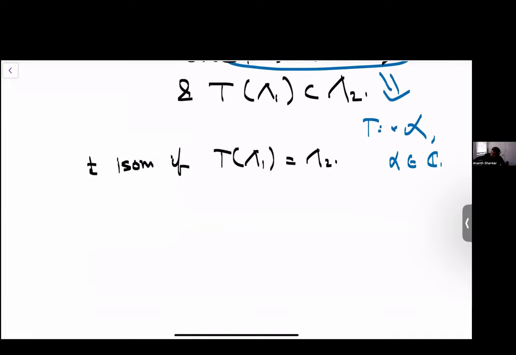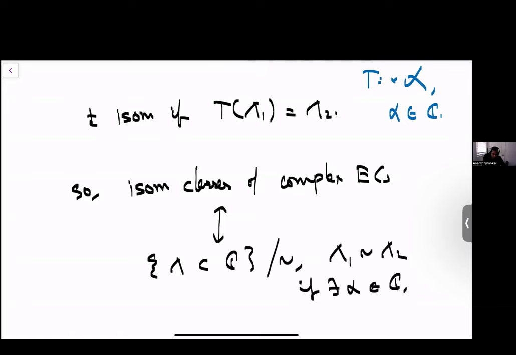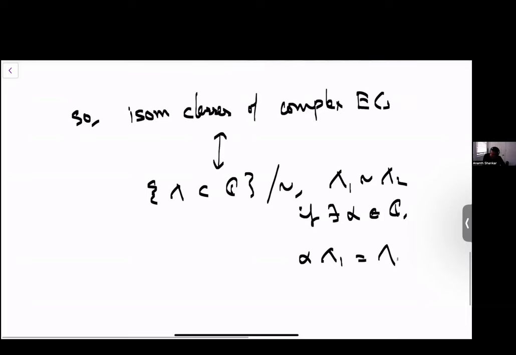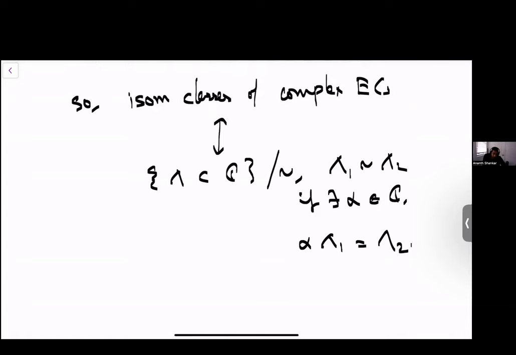So in order to parameterize elliptic curves, the set of isomorphism classes of complex elliptic curves are in bijection with the set of all rank 2 sublattices inside the complex numbers up to scaling. So if what you want to do is find a parametrization of complex elliptic curves, well, all you have to do is classify rank 2 lattices inside C up to scaling.